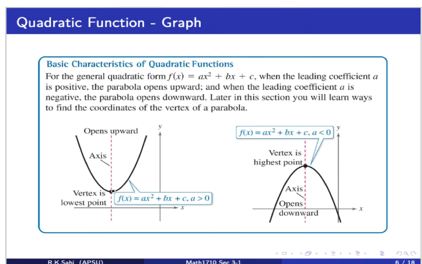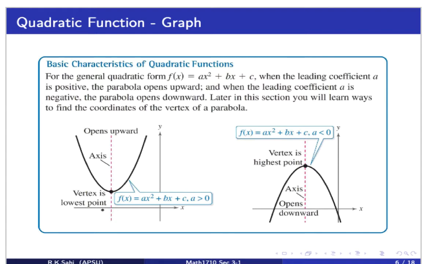This vertex is important. When you have a parabola opening upwards, the vertex is the lowest point of your quadratic function. And it is at this point where the graph of that axis passes through. It's this vertical line which passes through this point. This is called the axis.